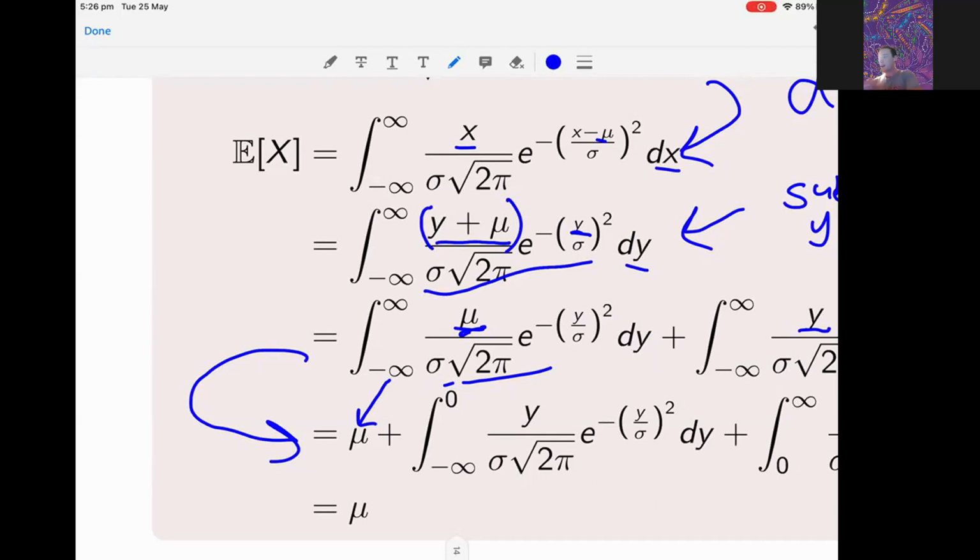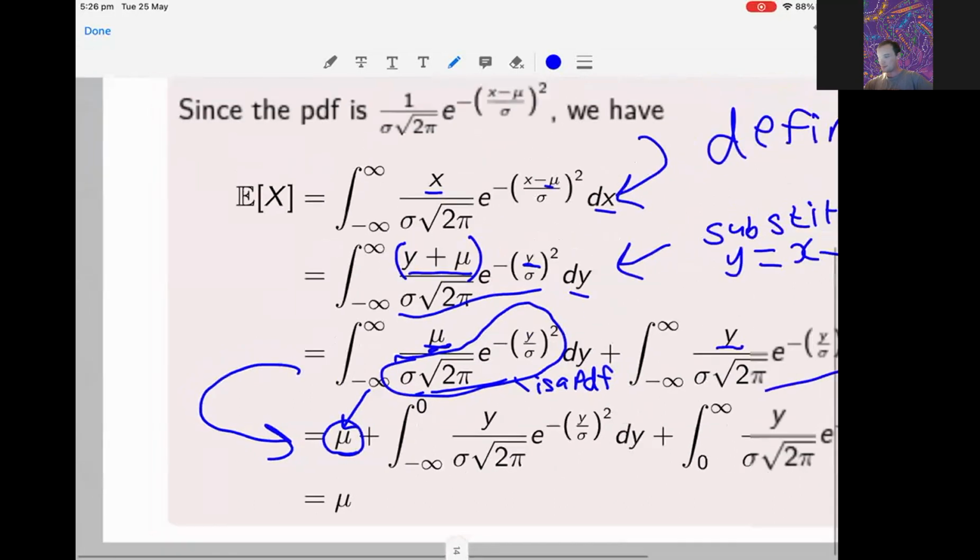But remember, this thing here is a PDF. And we just showed that this thing was a PDF because it integrates to 1. So mu times something which integrates to 1 is of course just going to be mu. So that's all I've done there.